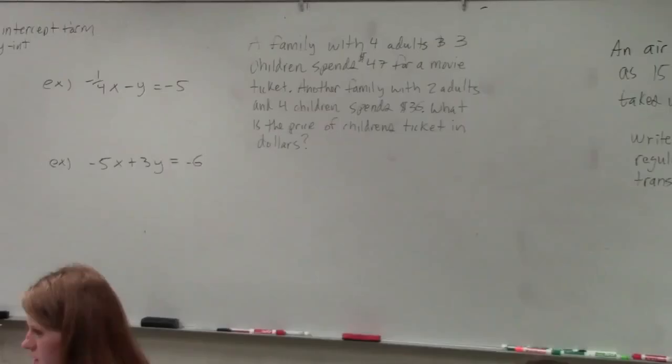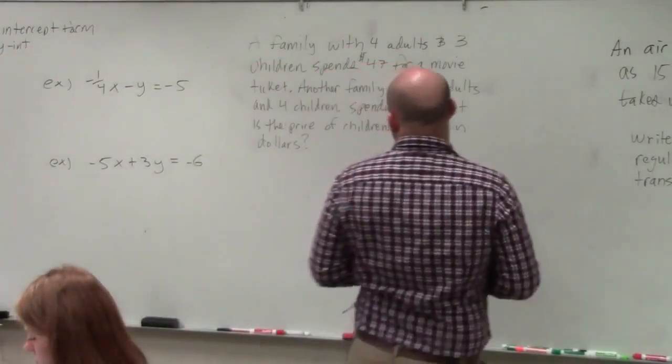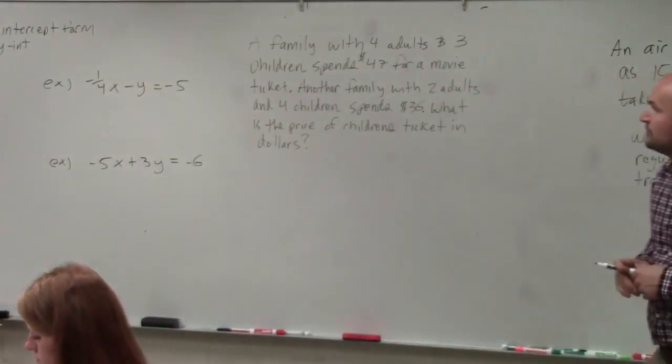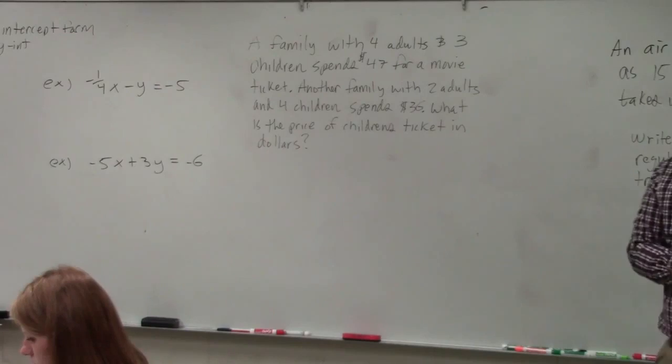I hope you enjoy. This one says a family of four adults and 3 children spends $47 for a movie ticket. Another family of 2 adults and 4 children spends $36. What is the price of children's tickets in dollars?